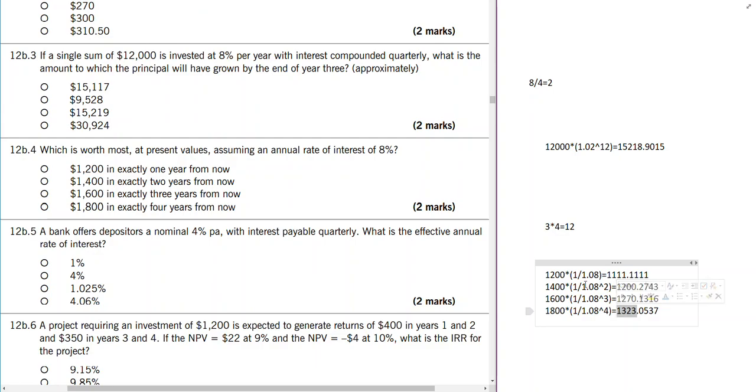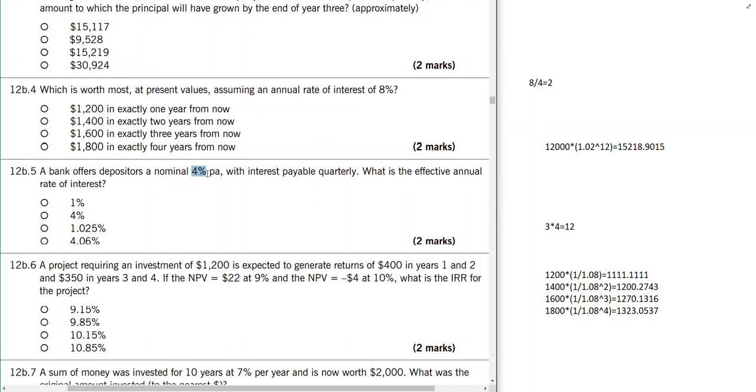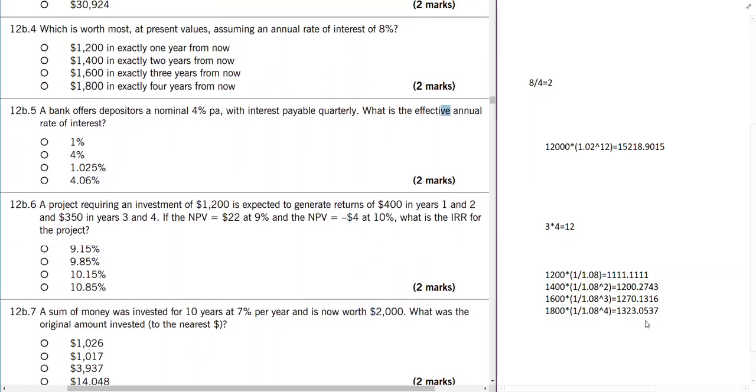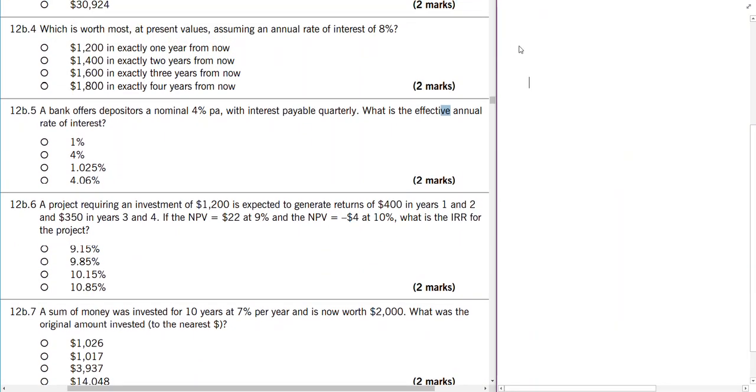A bank offers depositors a nominal yearly 4% interest per annum, with interest payable quarterly. What is the effective annual rate of interest? Effective means what does that equal to? In simple interest, it is 4%, but in compound interest, it becomes more than 4%. You can imagine an amount and then calculate the difference in amount, or you could just take 1 multiplied by 1.01 to the power of 4.